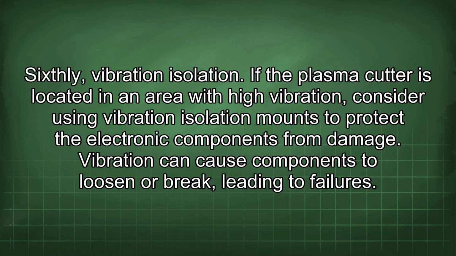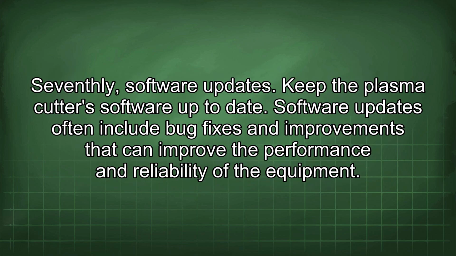Sixthly, vibration isolation. If the plasma cutter is located in an area with high vibration, consider using vibration isolation mounts to protect the electronic components from damage. Vibration can cause components to loosen or break, leading to failures. Seventhly, software updates. Keep the plasma cutter's software up to date. Software updates often include bug fixes and improvements that can improve the performance and reliability of the equipment.